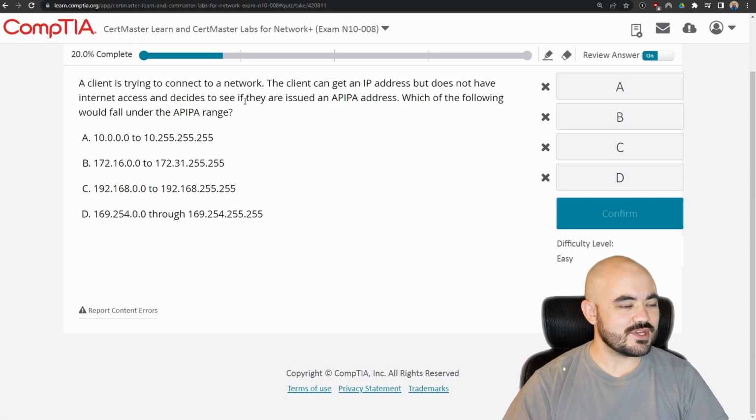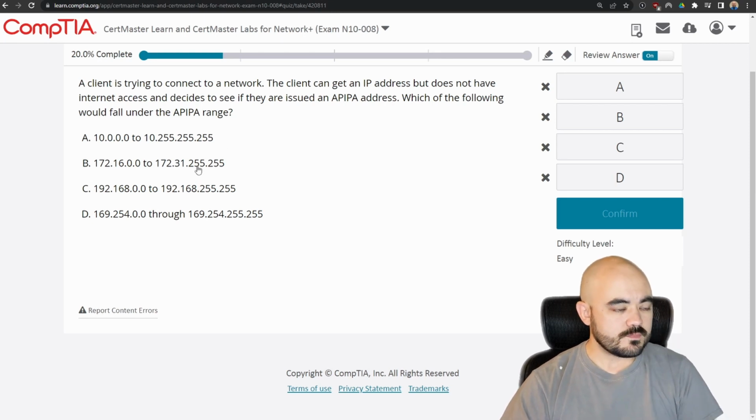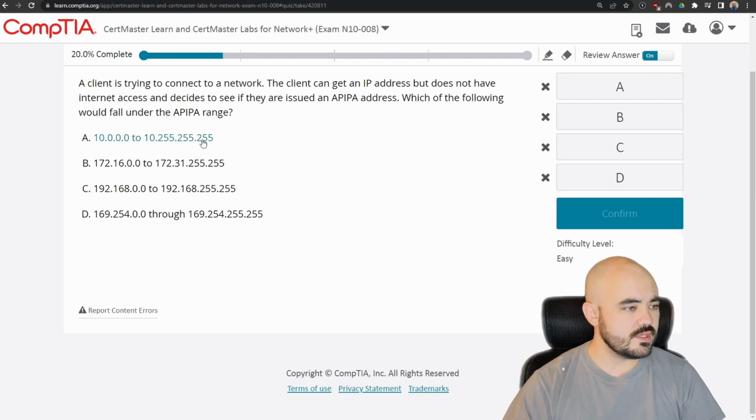A client is trying to connect to a network. The client can get an IP address, but does not have internet access, and decides to see if they are issued an APIPA address. Which of the following would fall under the APIPA range? Okay, so APIPA, I believe, stands for something along the lines of automatically programmed IP address, automatic private IP address.